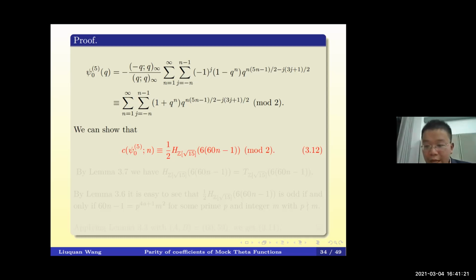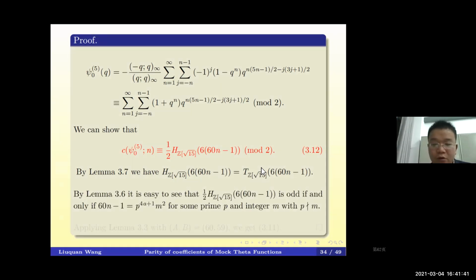But as we have already said, this function is in the 4 spatial arithmetic progressions. So by the previous lemma, we know the value of this h function is the same as the t function. And for the t function, we have the explicit formula. So by using the formula for t, we can see that this value is odd if and only if 60m minus 1 equals this kind of number. So we prove the first part of the theorem.